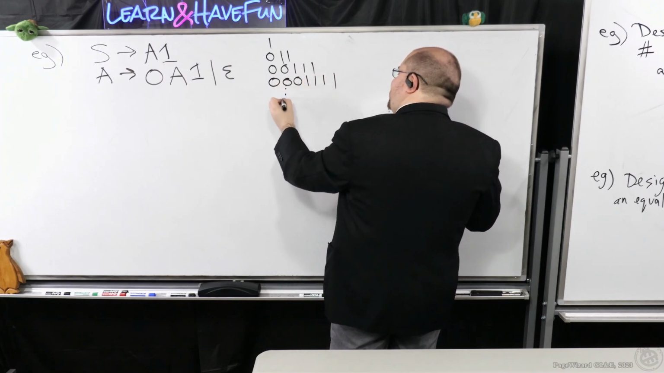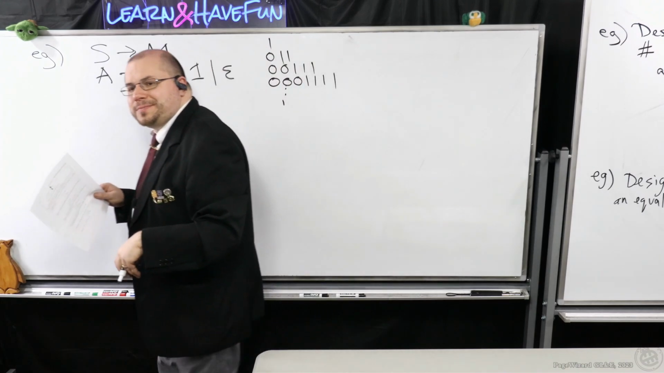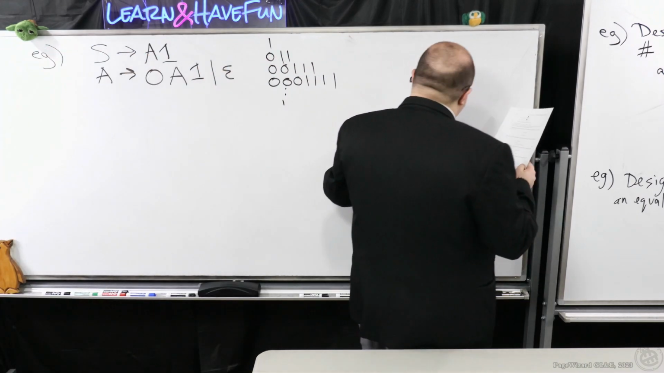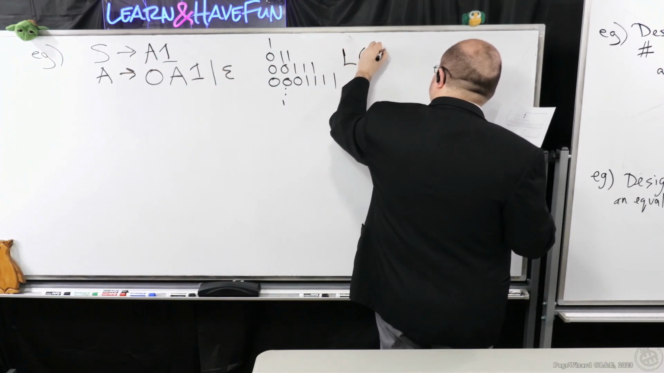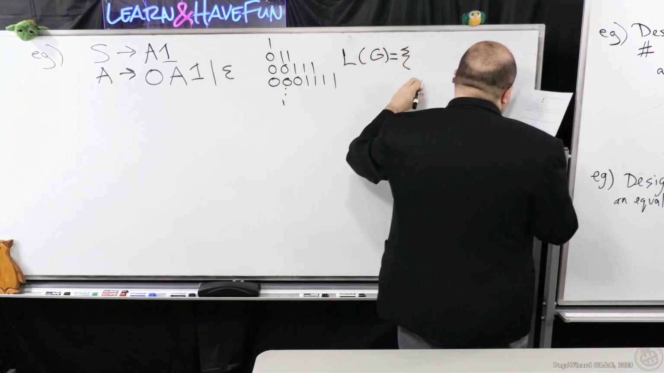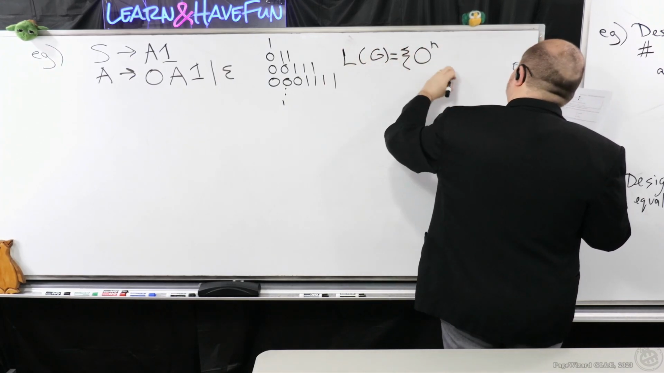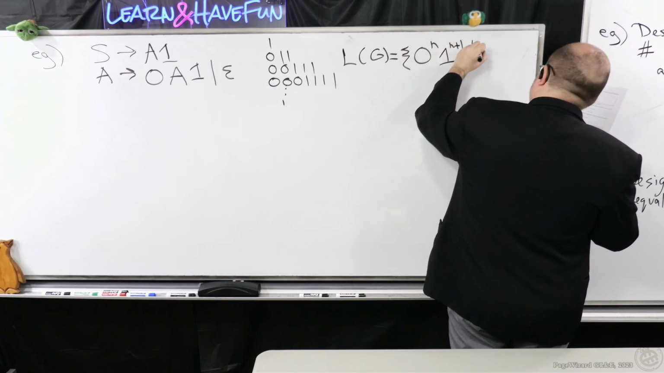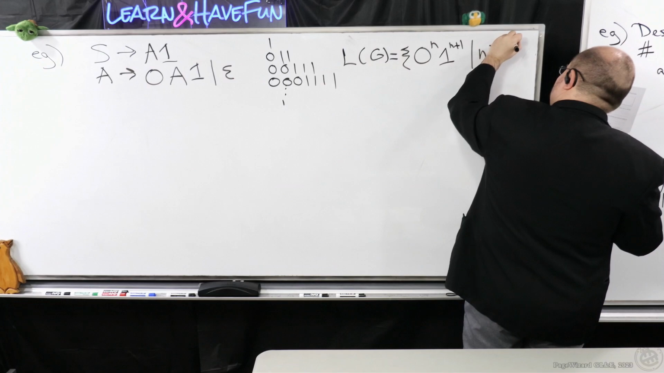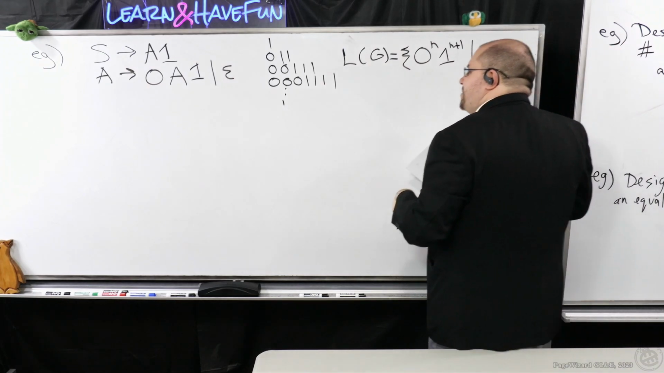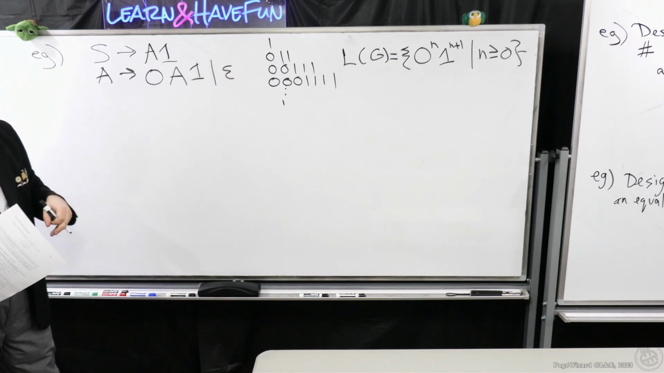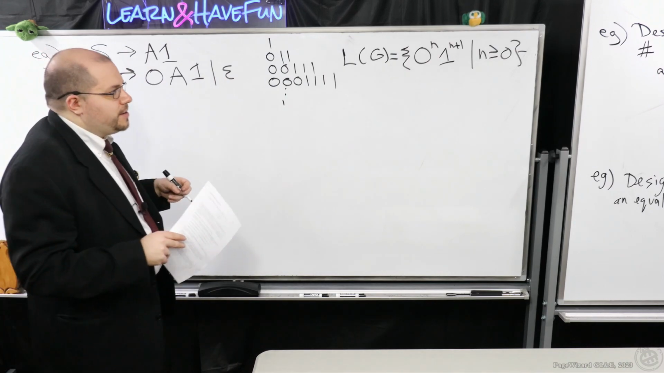So these are all strings that get generated by this grammar. So what's the language then? It's always going to look like this. The language of this grammar is going to be 0 to the n, 1 to the n plus 1, such that n is greater or equal to 0. And we already established with some of our discussions how you could prove this language isn't regular.